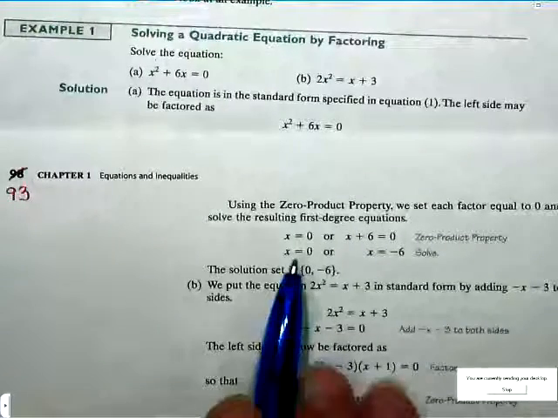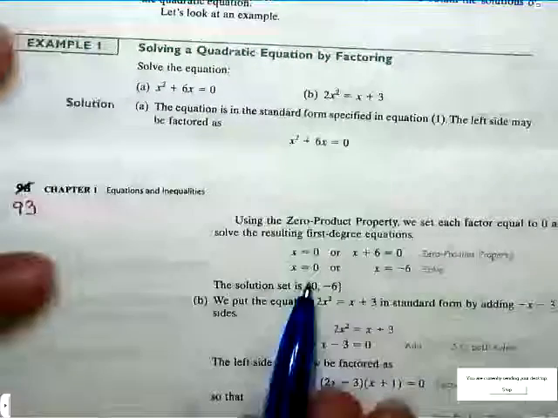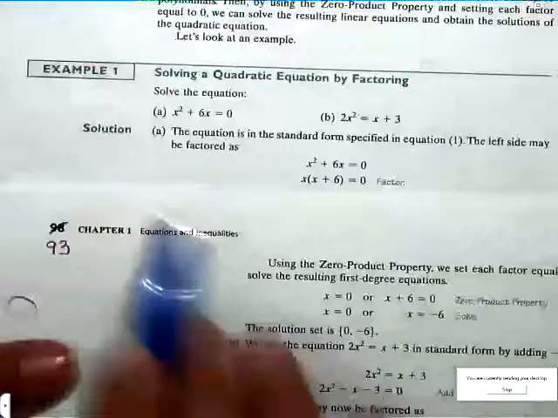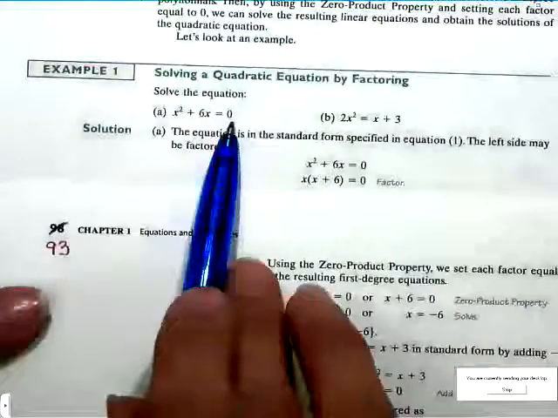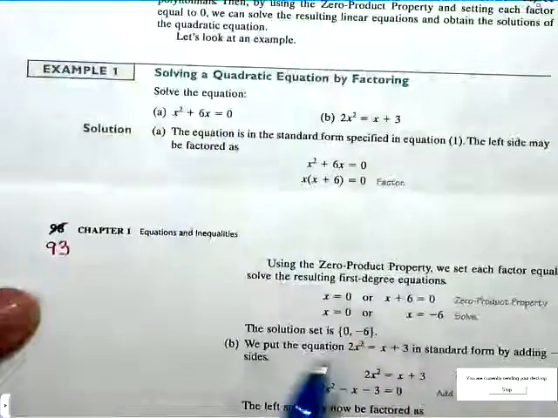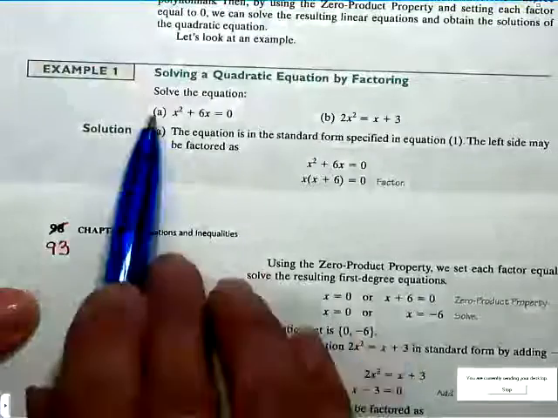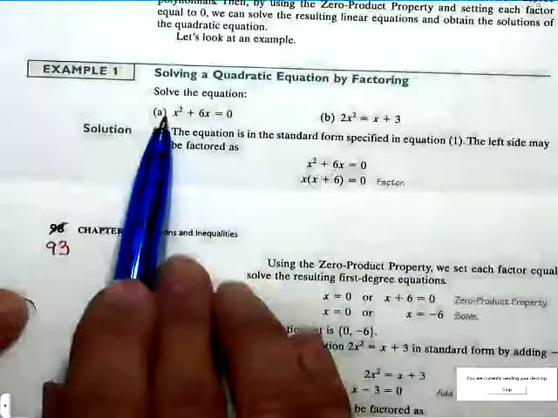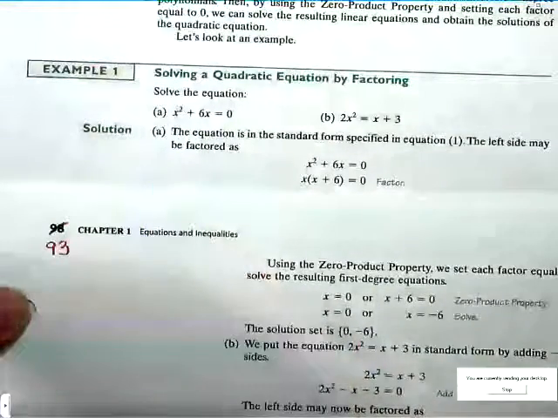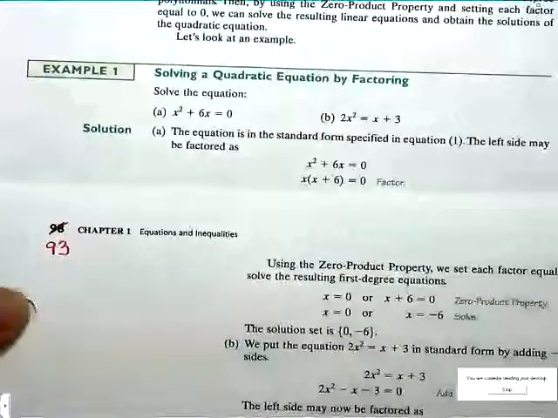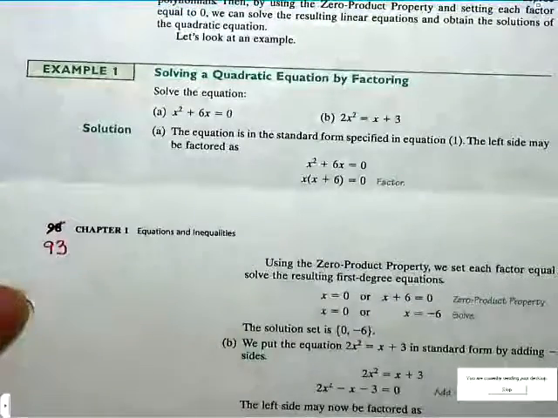If you let x be 0 in the original equation, you would have 0 plus 0 equals 0. That's certainly true. If you let x be -6 in the original equation, you'd have 36 minus 36 is 0, and that's also true. So that problem was very easy to solve by factoring.